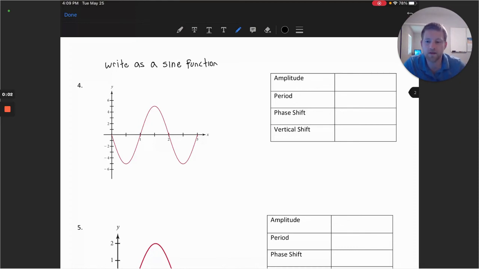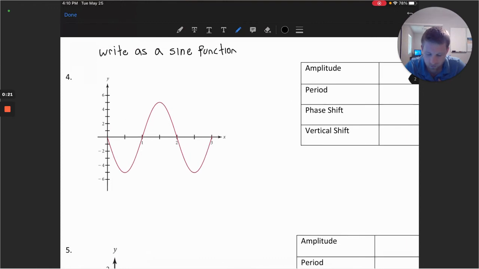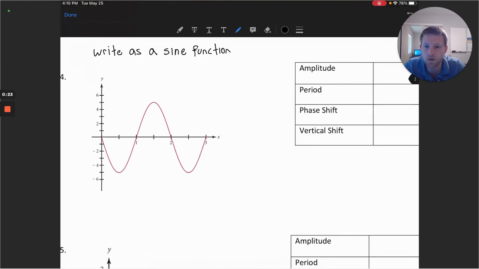Welcome back. In this video, we'll take a look at more sine and cosine functions and find their equation from their graph. In number 4, we're going to specifically work on writing this function as a sine function. So let's dive into this graph and then find its properties with knowing a sine function base.